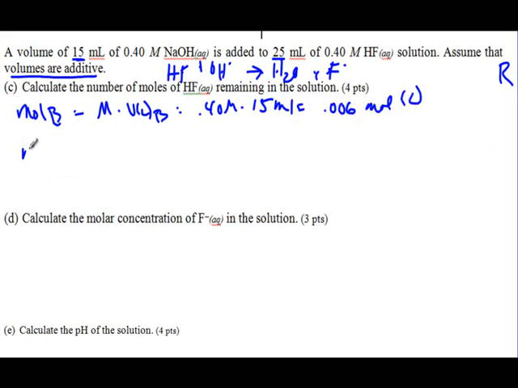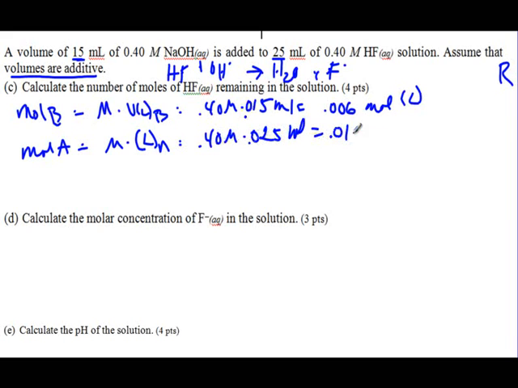My moles of acid are going to be my molarity times my volume in liters of my acid, which is also 0.40 molar, but in this case it's 25 milliliters. If I multiply this out, this was 0.015, this is 0.025, I'm going to get 0.01 moles of my acid. This is my base, this is my acid, and I'm looking for the leftover HF.